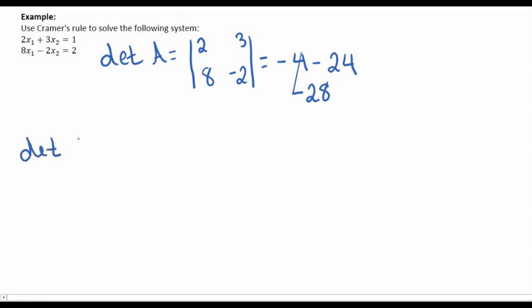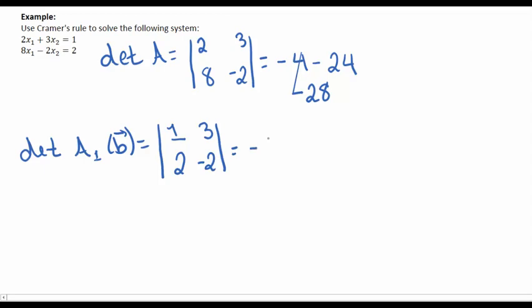The second one is the determinant of A sub 1 of b. So this comes by replacing the first column with the constants, what the equations are equal to. In this case, 1 and 2. And then we'll take this determinant. 1 times negative 2 is negative 2, minus 3 times 2 is 6, so I get negative 8.